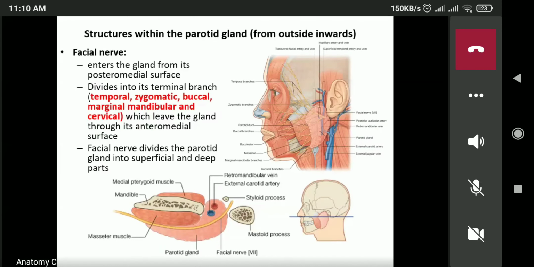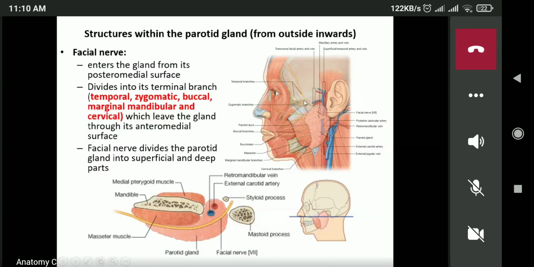You have to imagine the structures of the parotid gland, something like a pyramid, okay? So structures within the parotid gland, the structure which pierces the parotid gland from outside inwards are the facial nerve, okay? So the facial nerve in the face, it enters the gland from its posterior-medial surface. So this is the posterior-medial surface, and it divides into the terminal branches.